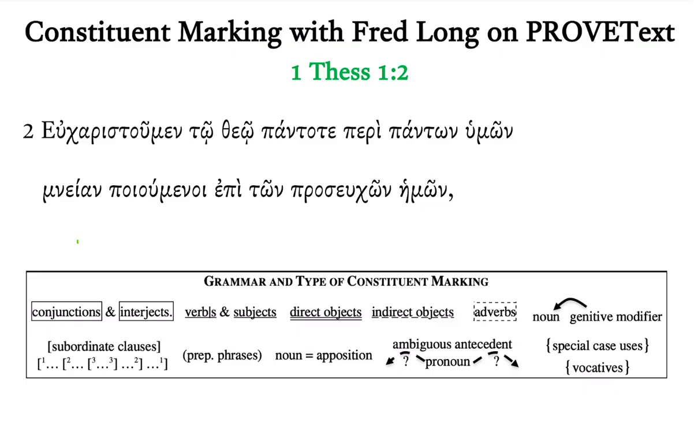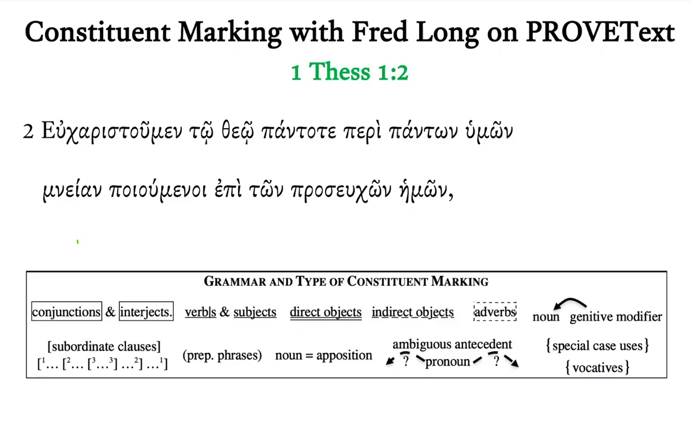So last time we got started, we saw the senders and the addressees, Paul and Silvanus and Timothy. He's writing to the church in Thessaloniki, and he had grace and peace to you. He offered a greeting. Well, now we're going to go to another section.